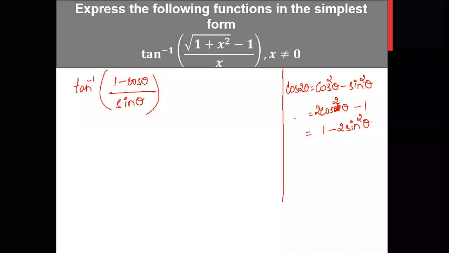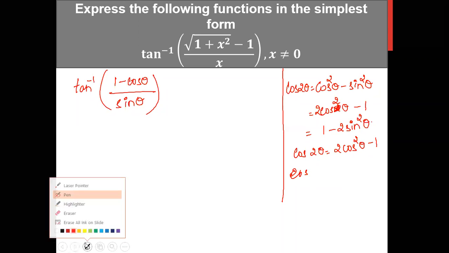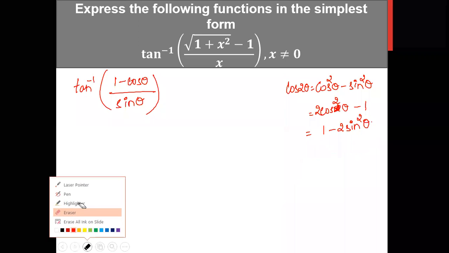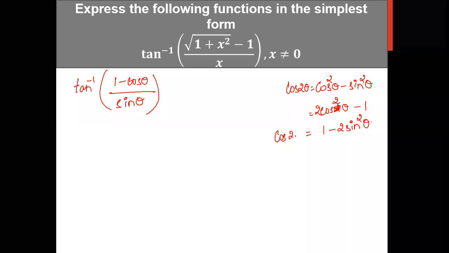Now I'll use the cos 2 theta formula. Cos 2 theta can be written as 2 cos square theta minus 1. So if I take 2 cos square theta to the other side and cos 2 theta to this side, so it becomes... Okay, I'll use the other formula. This doesn't work. So we have cos 2 theta is equal to 1 minus 2 sin square theta, correct? I'll take this cos 2 theta to the other side. So it becomes 2 sin square theta is equal to 1 minus cos 2 theta, correct?